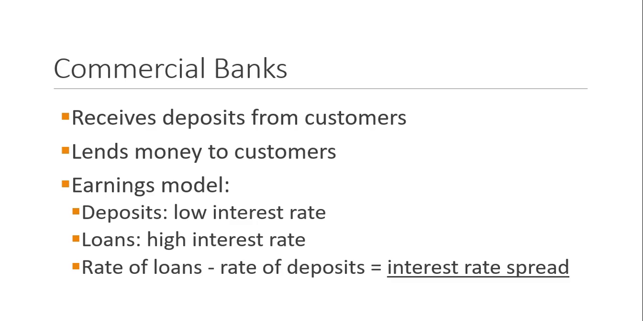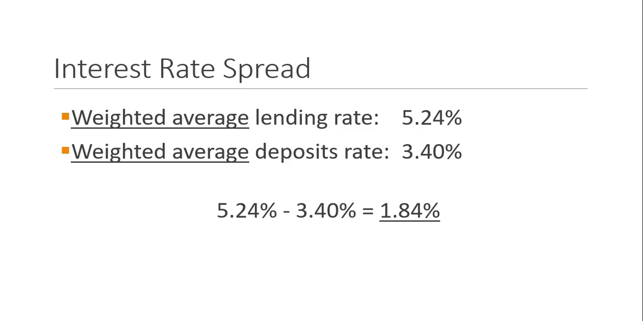The earnings model of commercial banks is that they pay low interest rates on the deposits that they've taken in. They charge higher rates on the loans that they're paying out, and the difference between those two rates, the interest rate on loans made minus the interest rate on deposits taken in, equals the interest rate spread.